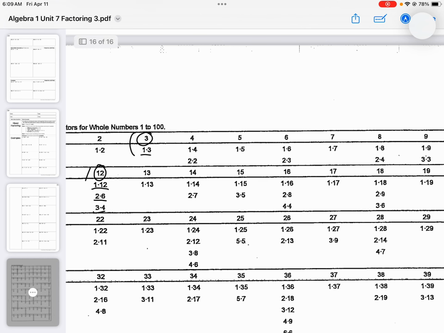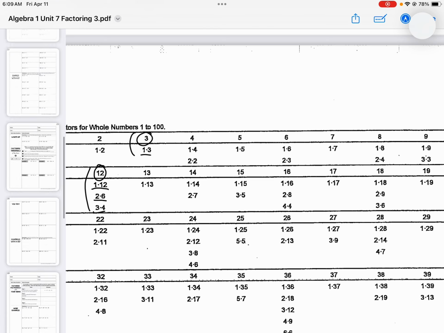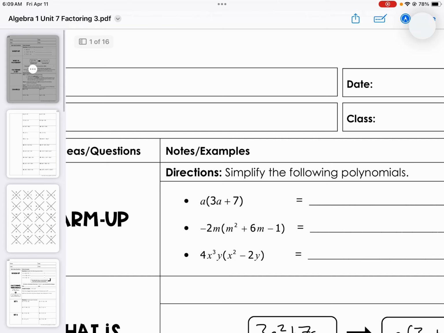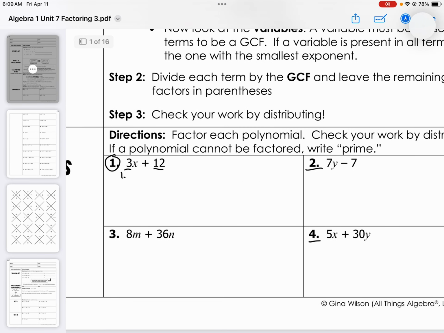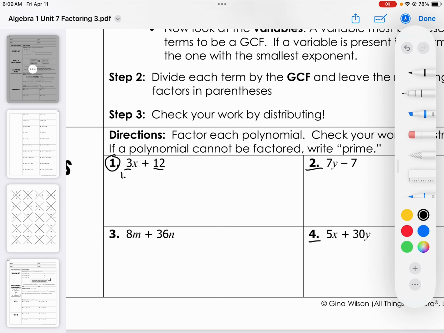For 12, there's some more options. 1 times 12, or 2 times 6, or 3 times 4. Any of those options would give me 12. Okay, so I'm going to go up and write these on the problem underneath 3 and 12. 3 is 1 times 3. 12 is 1 times 12, or it could be 2 times 6, or it could be 3 times 4. Okay. Also, to get this 3x term, I need to have x as well.